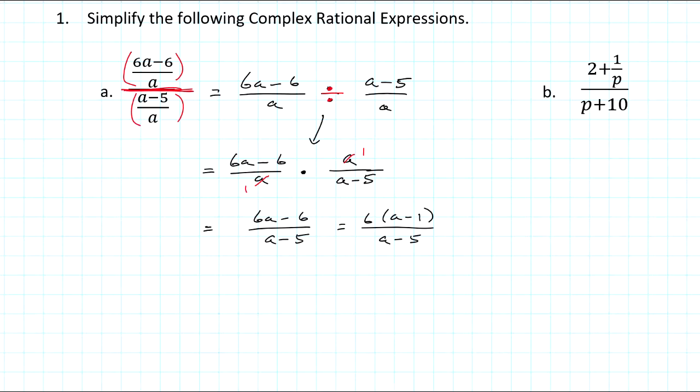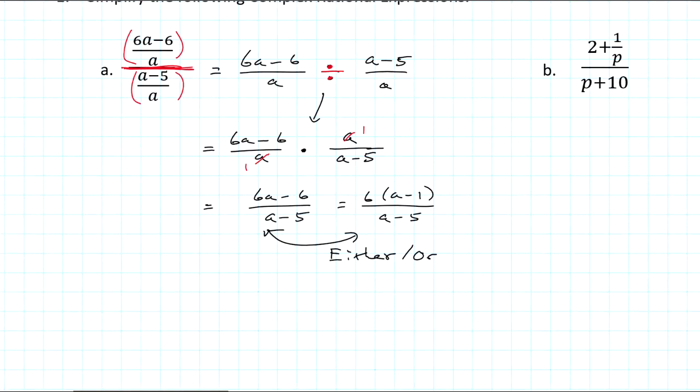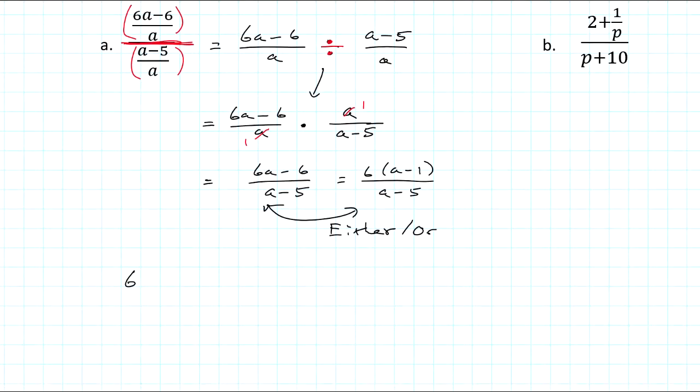That would be our final answer, and this would be either or here. And this is totally fine. We can totally do it this way. But I'm going to show you another method. I'm going to rewrite the problem: 6a minus 6 over a all over a minus 5 over a.